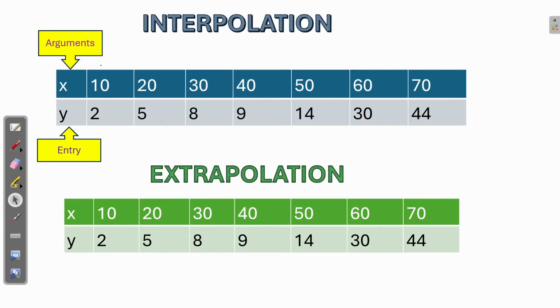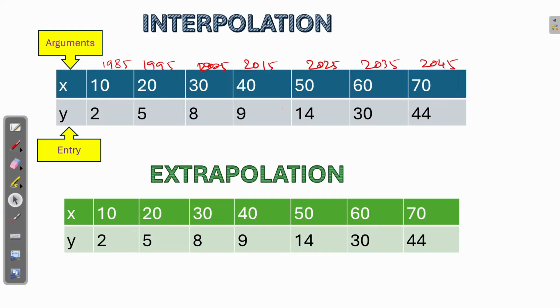Suppose we know very well that in our country, only every 10 years they take a census. So suppose in 1985, 1995, 2005, 2015, 2025, 2035, 2045. For example, I have given these here. So these are the values of X, the years, and the population size in crore: 2 crore, 5 crore, 8 crore, 9 crore, 14 crore.